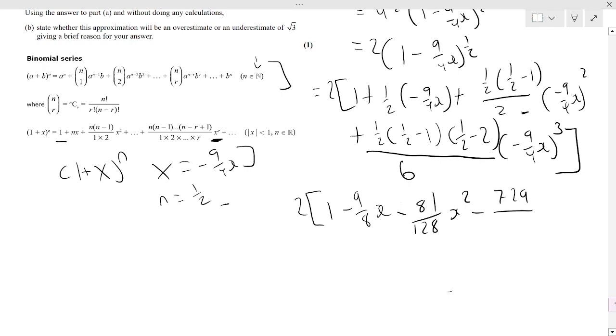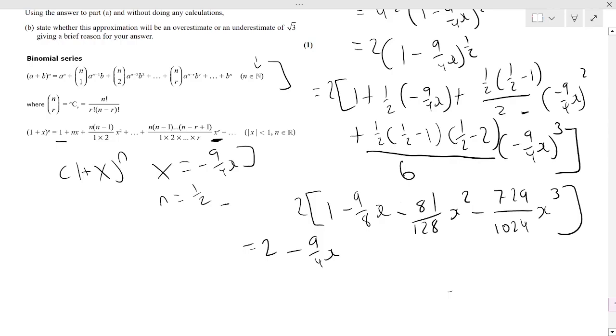We'll get rid of that. About 1024 x cubed. And that's our expansion. So then we just times by 2 to then say it's 2 minus 9 over 4 x. So just times everything by 2.